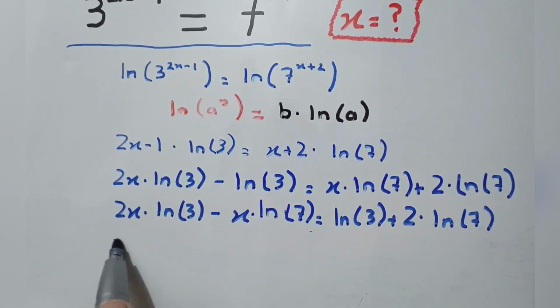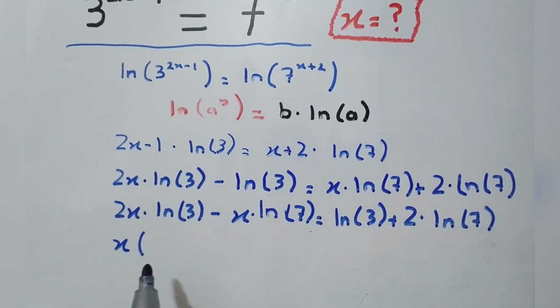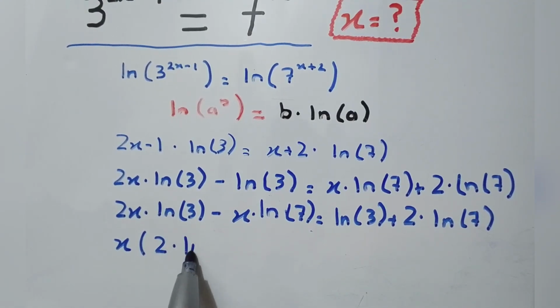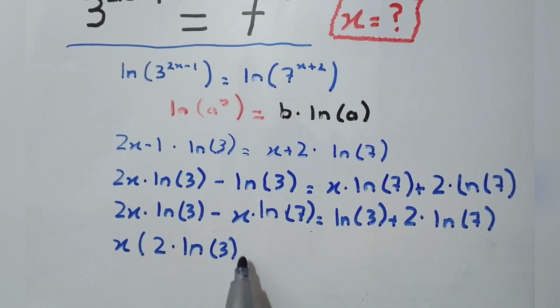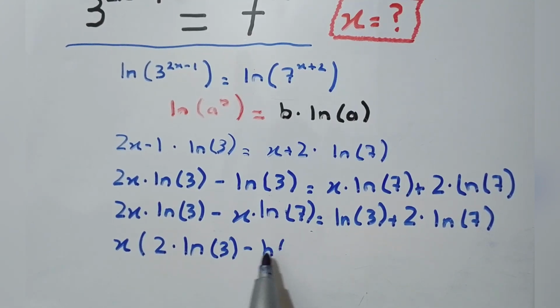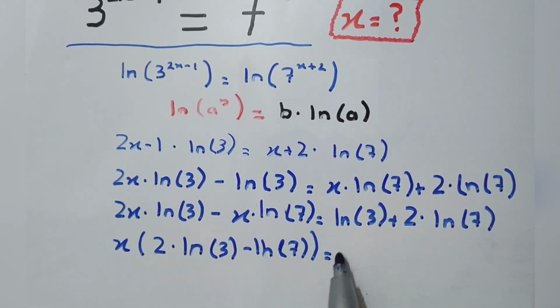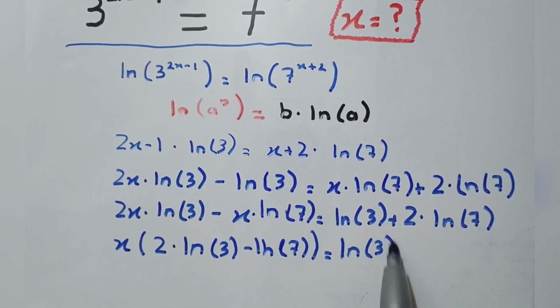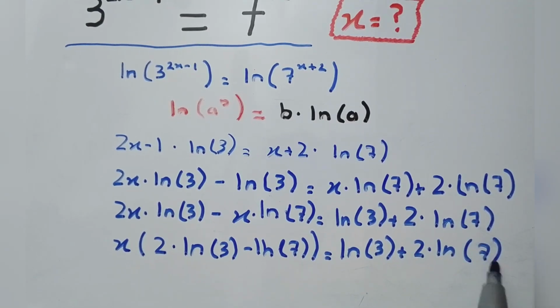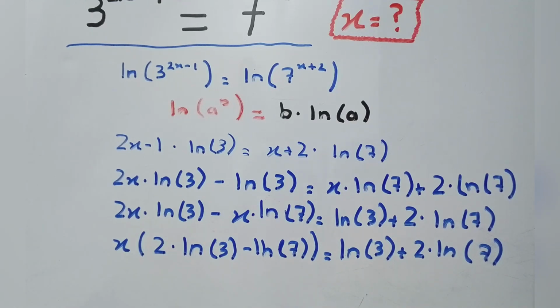First I'm taking x common, and in this equation I'm left with 2 multiplied by ln 3 minus ln of 7, and this whole thing is equal to, once again the right hand side remains the same, ln 3 plus 2 multiplied by ln 7. Okay, and now here comes another twist. This term inside the parenthesis isn't a simple number. It is basically a combination of logarithms, but you don't have to worry, we'll deal with that next.